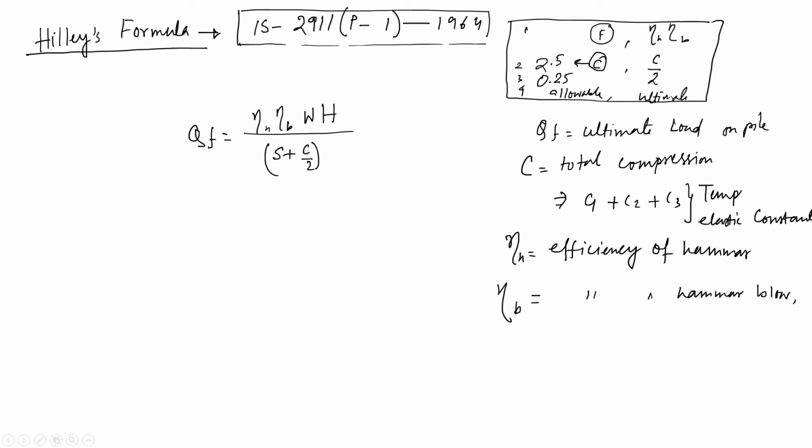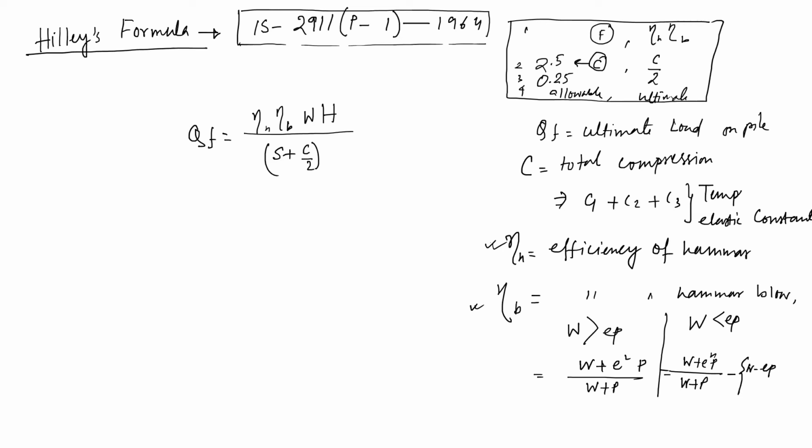In some questions the value of eta H, eta B is given, but if it's not given, then what do you do? Generally eta H should be given, but sometimes eta B is not given. There is a formula. If W is greater than eP, then eta B equals (W plus e square P) by (W plus P). And if W is less than eP, then it is equal to (W plus e square P) by (W plus P) minus ((W minus eP) by (W plus P)) squared.